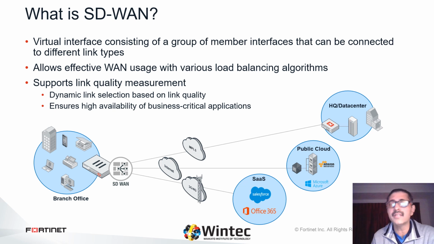One of the main motivators for deploying SD-WAN is effective WAN use. When you are using multiple WAN links, effective WAN use is achieved using various load balancing algorithms such as bandwidth usage, sessions, or application-aware routing. Another important feature of SD-WAN is link quality measurement. Using ping or HTTP echo, FortiGate can determine the latency, jitter, or packet loss percentage for each link and dynamically select a link based on these measurements. This ensures high availability for business critical applications.